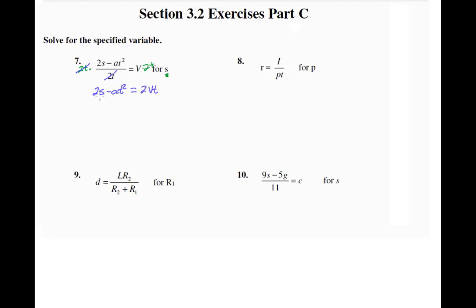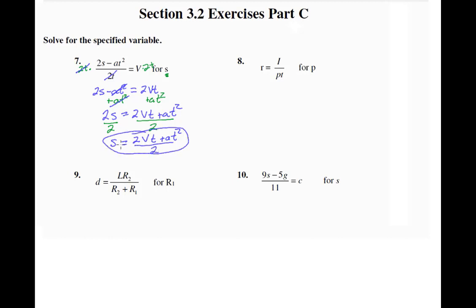Okay, what else can we get rid of now? The s is here, so let's get rid of this minus at squared with plus at squared, plus at squared. And we see that that guy goes away with that one. And we have 2s, look how close we're getting, 2vt plus at squared. And now the last thing to get s by itself is to divide by 2 and divide by 2. So now we have s equals 2vt plus at squared all over 2.